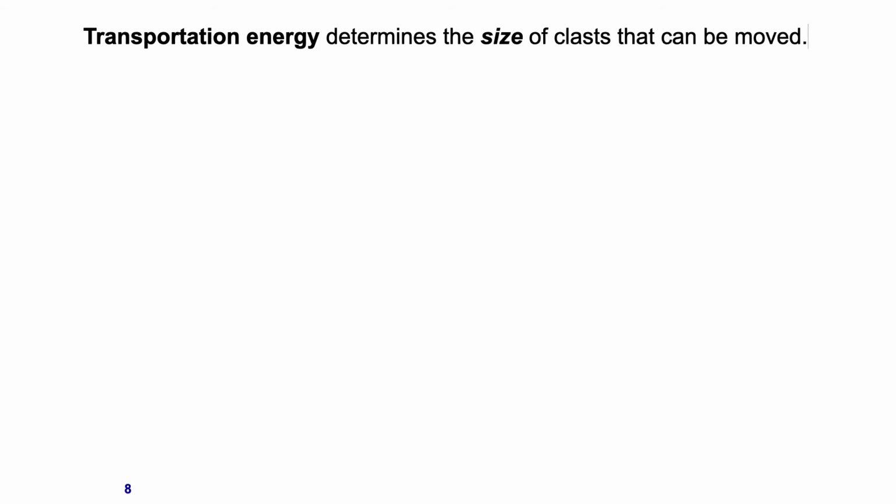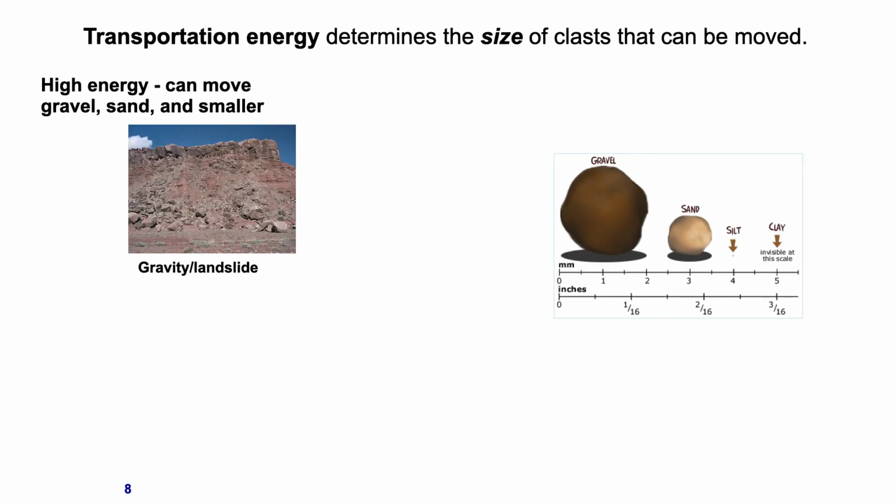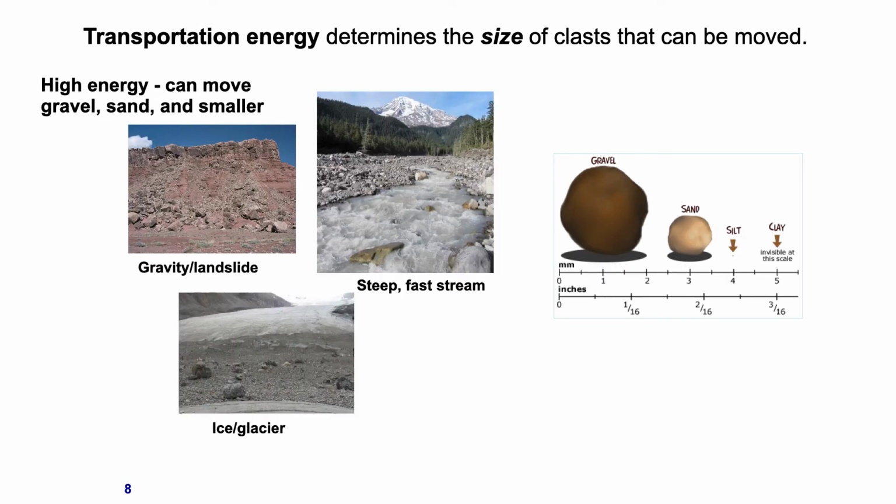Different processes or agents can move or transport sediments, and at a fundamental level, the transportation energy of the agent or process determines the size class that can be moved. High energy environments, such as a landslide due to gravity, a steep and fast mountain stream, and the flowing ice of a glacier, can move both huge and tiny particles, which geologists would classify as everything from gravel all the way down to clay.